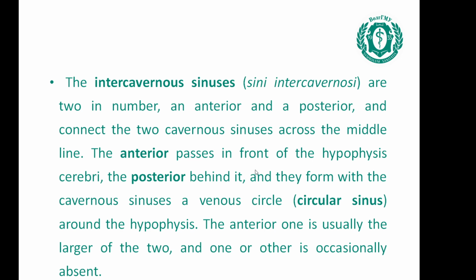The intracavernous sinuses, sinus intracavernosi, are two in number, an anterior and a posterior, and connect the two cavernous sinuses across the midline. The anterior passes in front of the hypophysis cerebri, the posterior behind it, and they form with the cavernous sinuses a venous circular sinus around the hypophysis, I mean the pituitary gland. The anterior one is usually the larger of the two, and one or other is occasionally absent.